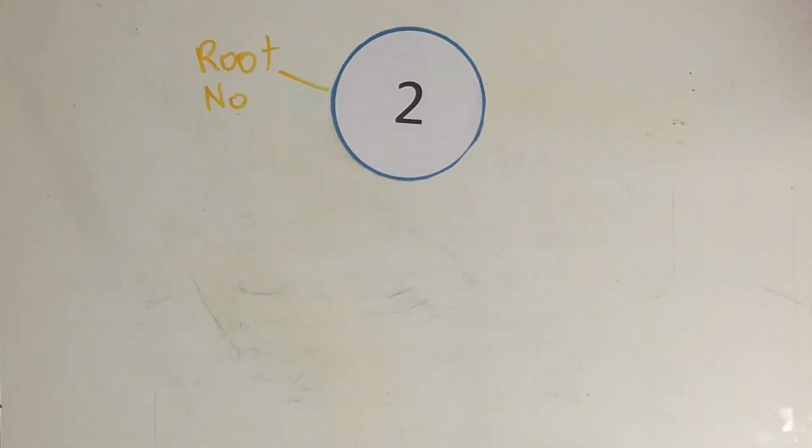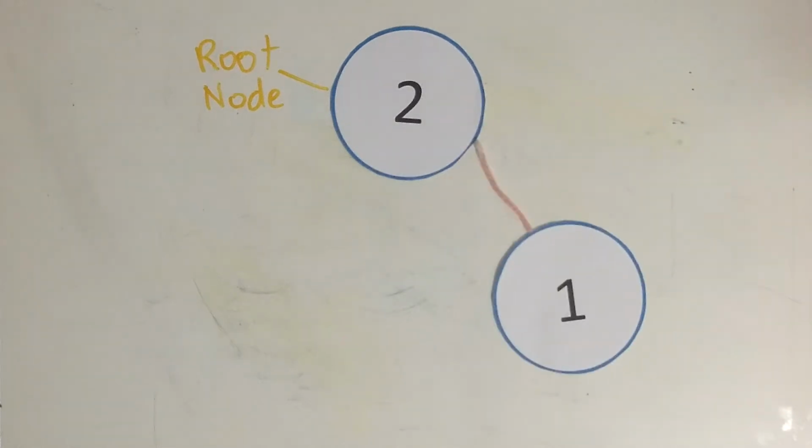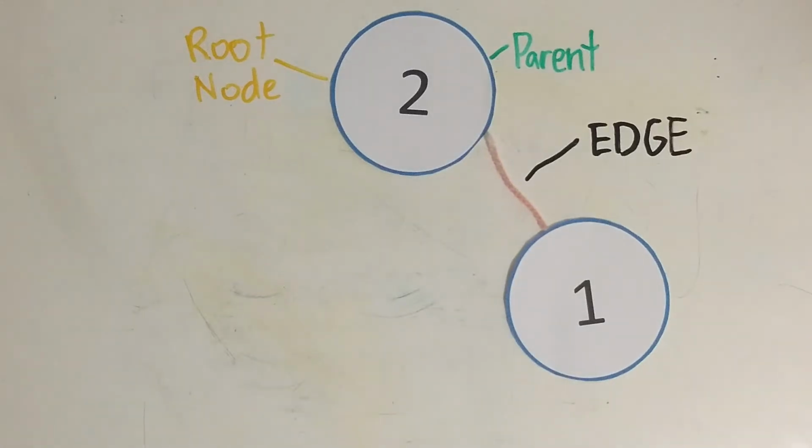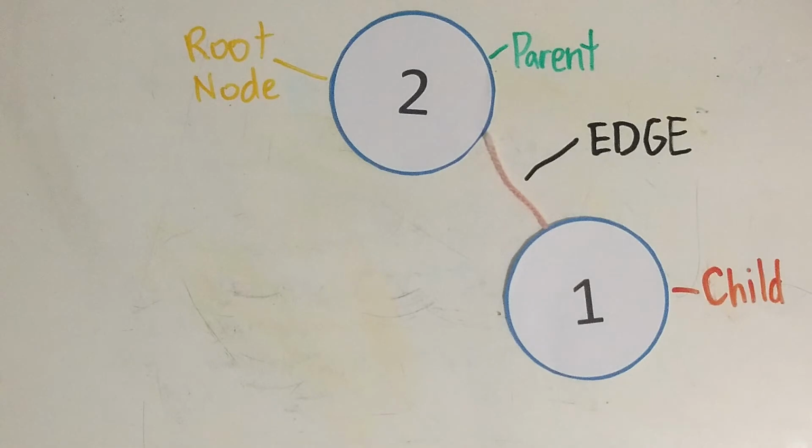The root node is the first node from where the tree originates. In any tree, there must only be one root node. The edge is a connecting link between any two nodes. If we look at the relationship between nodes, we can classify them as either parent or child. A parent node is a node that has nodes that branch out from it, and the children are the nodes which branch out from the parents.